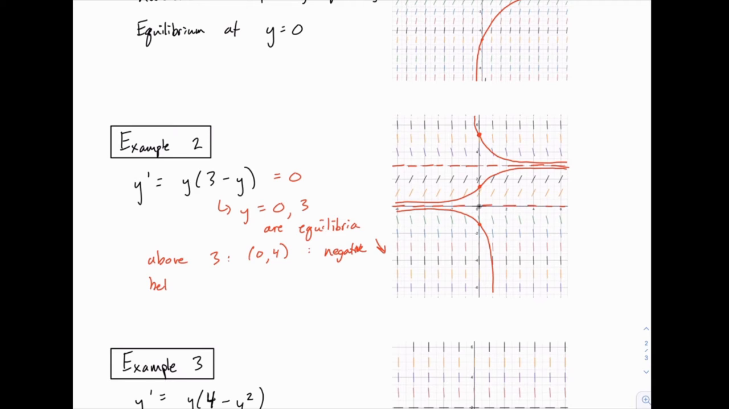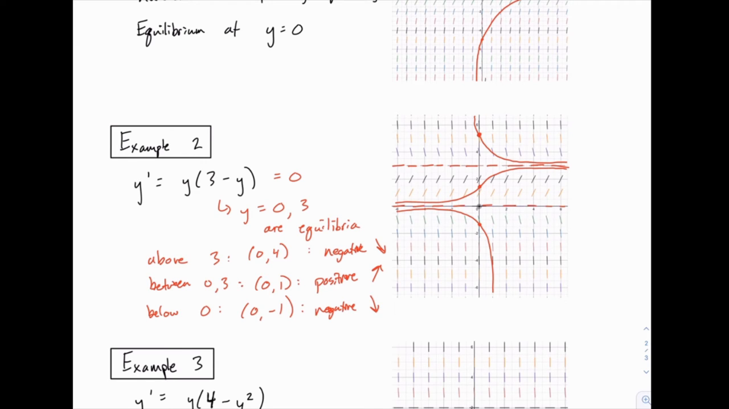If we look between 0 and 3, say we pick 0, 1 as our initial condition, if we plug in 1 for y, we would have 1 times 3 minus 1, so 1 times 2, which is positive, so it's increasing. And then below 0, say we pick negative 1, if we plug in negative 1 for y, we'd have negative 1 times 3 minus negative 1, negative 1 times 4 is negative again.